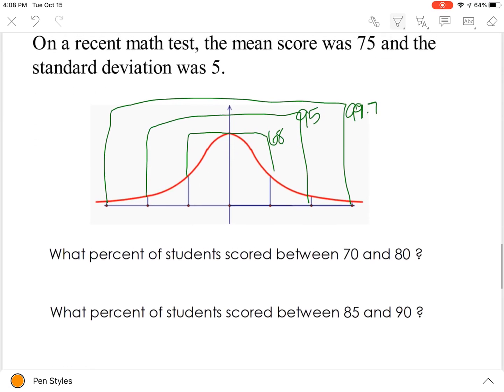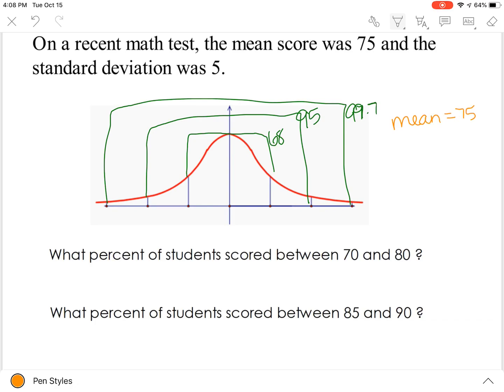Let's look at a couple more examples. On a recent math test, the mean score was 75 and the standard deviation was 5. Now would be a good time to pause and see if you can fill out the standard deviation and the mean on the normal curve. Remember, your mean goes in the middle, so here's our 75. Since our standard deviation is 5, we're going to add 5 and we're going to subtract 5. So 75 plus 5 would give us 80, plus another 5 would give us 85, plus another 5 would give us 90. Then when we subtract, we'd have 70, 65, and 60. And those are our different percents.